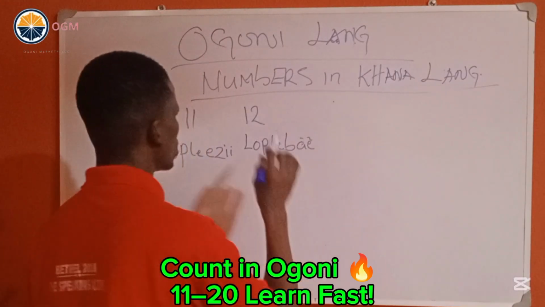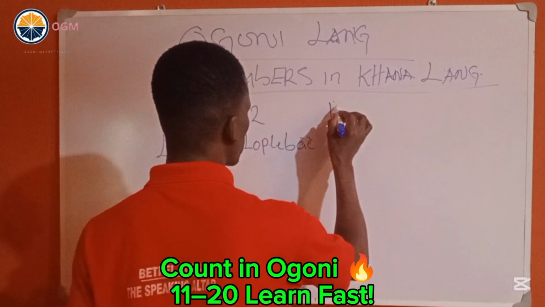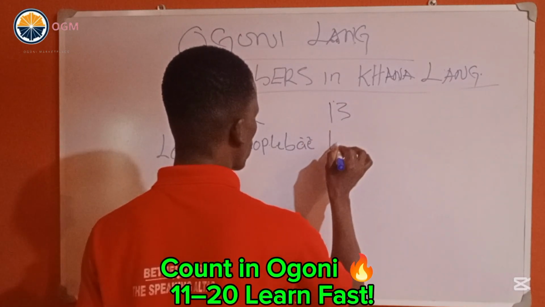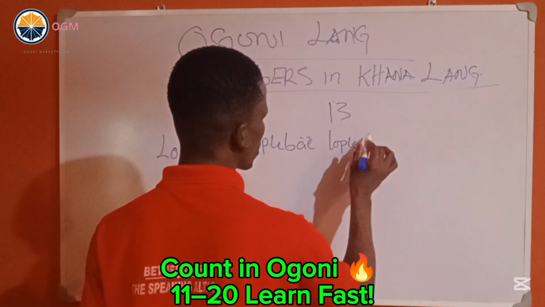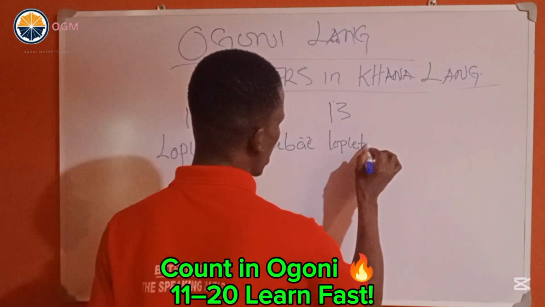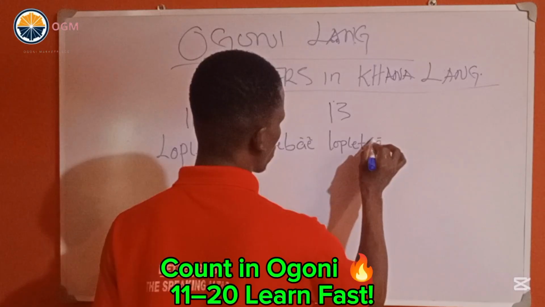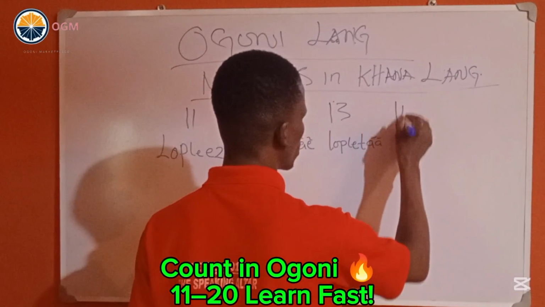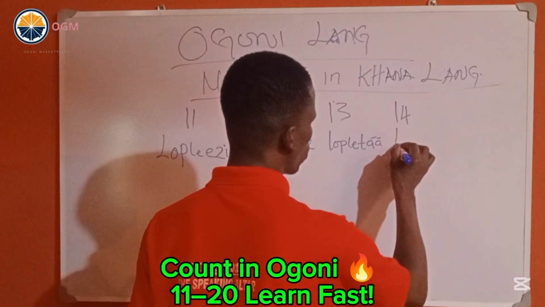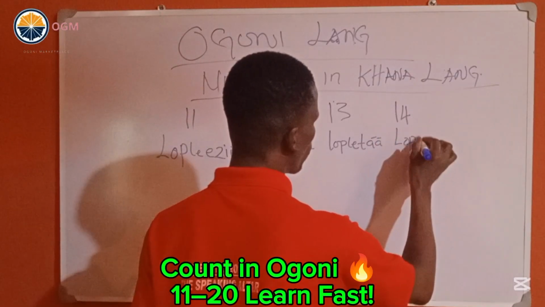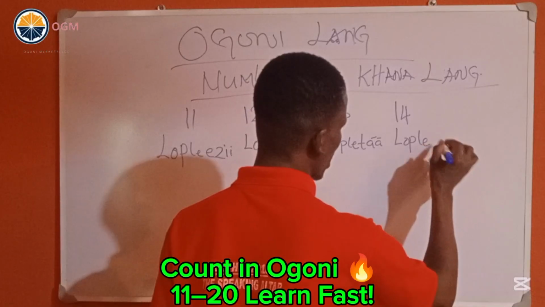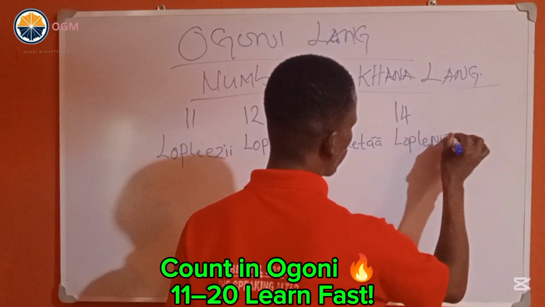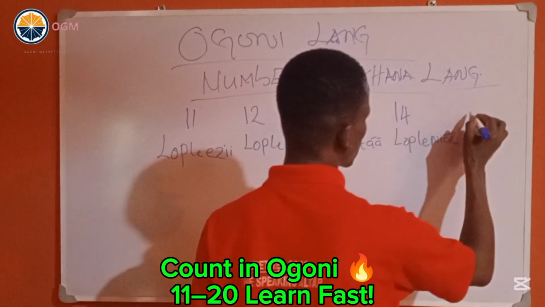Here we have 13, which is 1 and 3, which is Lop, le, ta. The spelling of ta. Lop, le, ta. Here we have 14, which is Lop, le, nia. Loblenia.